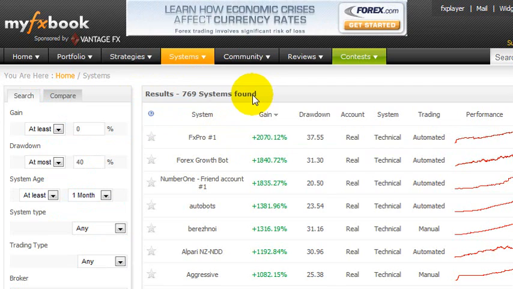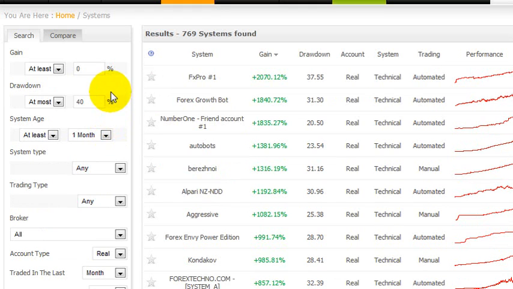What I do, and I suggest that you do, if you're ever developing a system, testing a system, or trying to see if a system is worth your time, always go to the filters on the left hand side here. Now I'm going to show you some of my parameters and some parameters that I suggest you pick also when looking at a particular trading system. The first one here is gain. You can keep that at 0. Profit is profit, so that's what we're going to want to look at. Systems that are making profit.